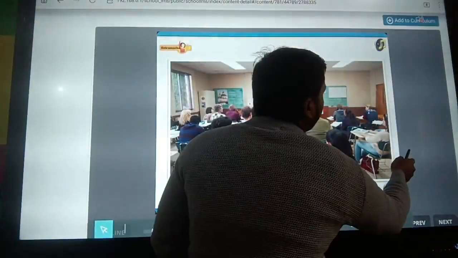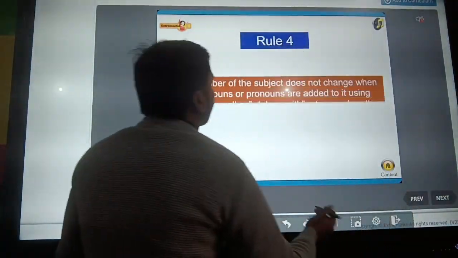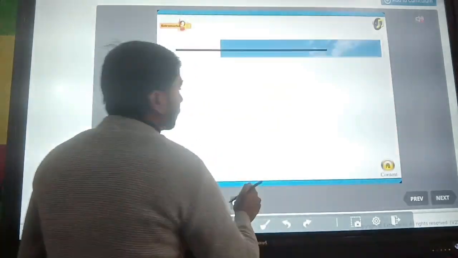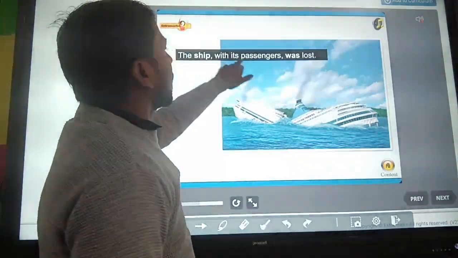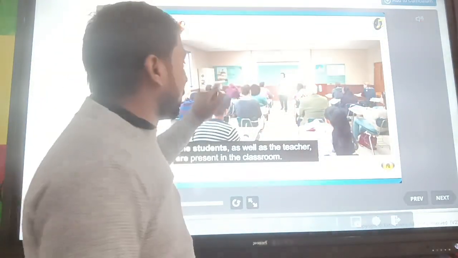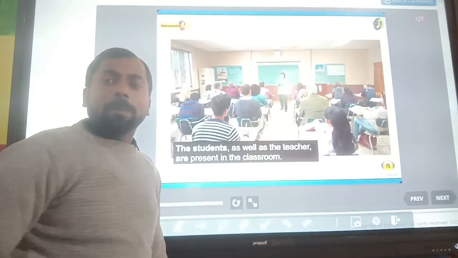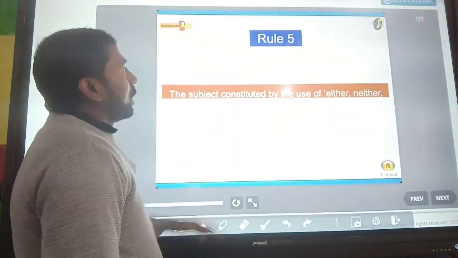In this sentence you can see we are talking about the ship, not the passengers. The passengers are combined with the ship. So we have to use a singular number verb. Okay, next. Rule number 5.